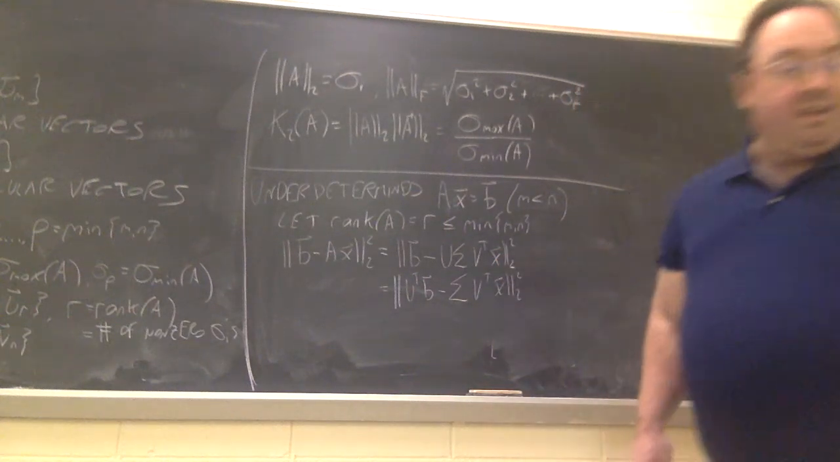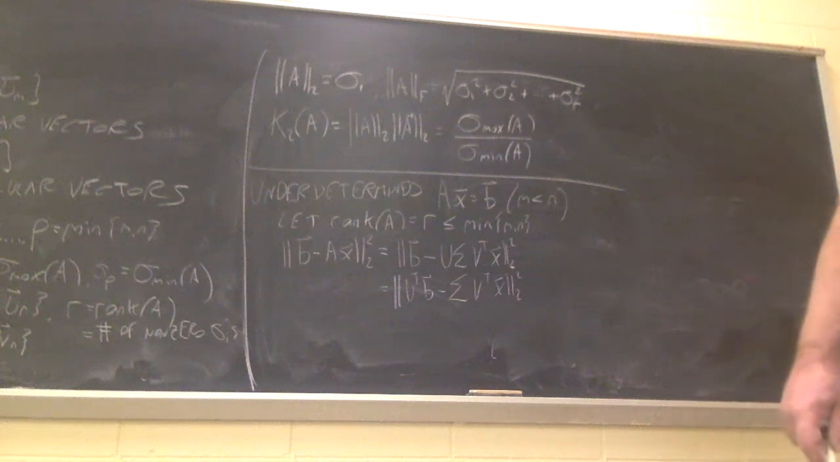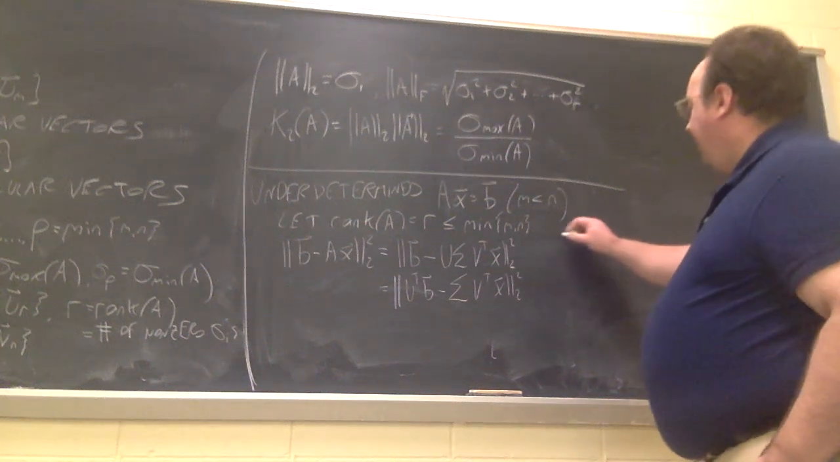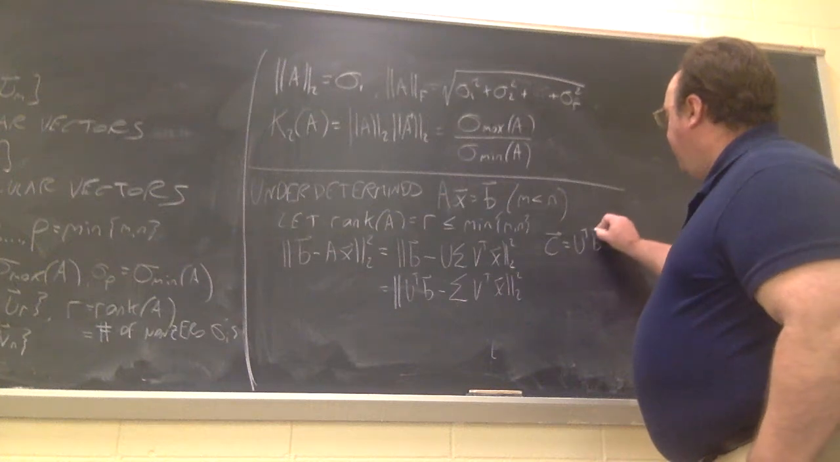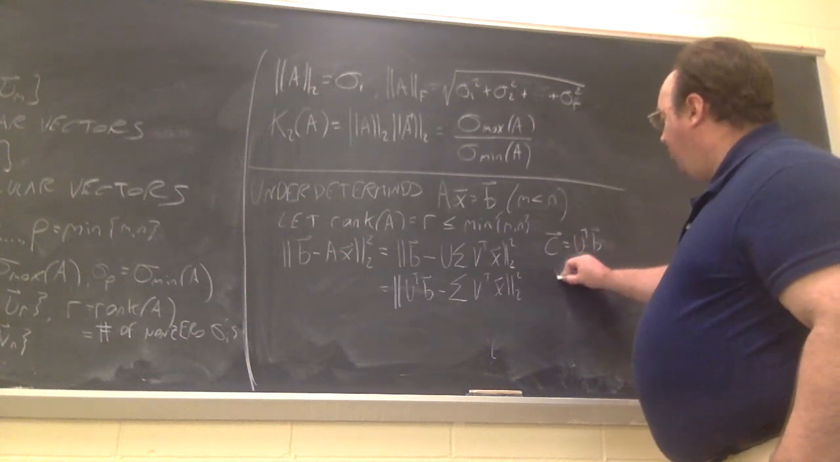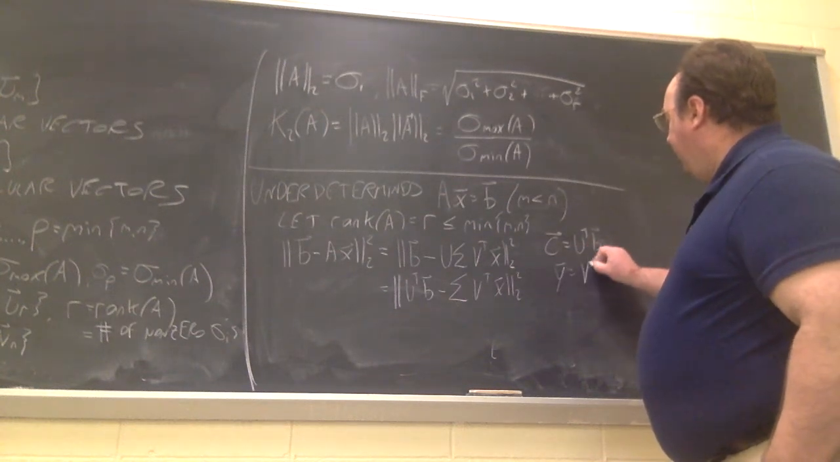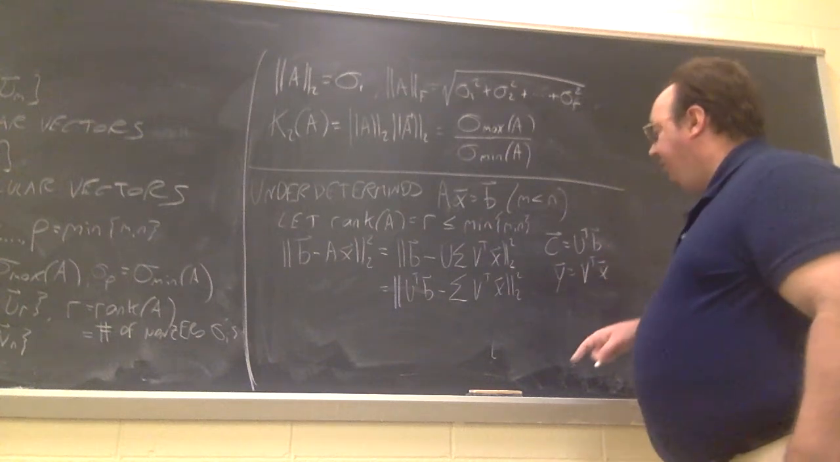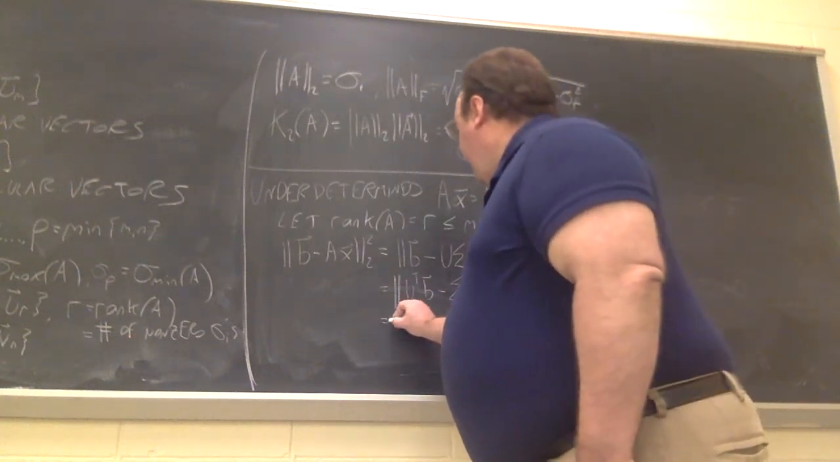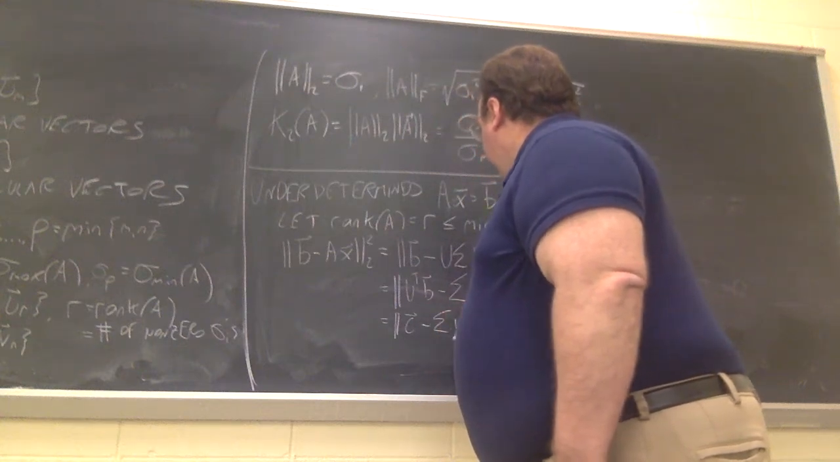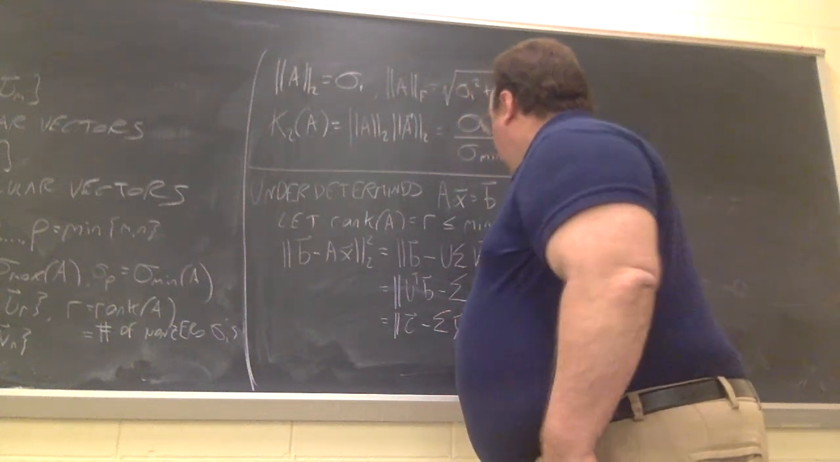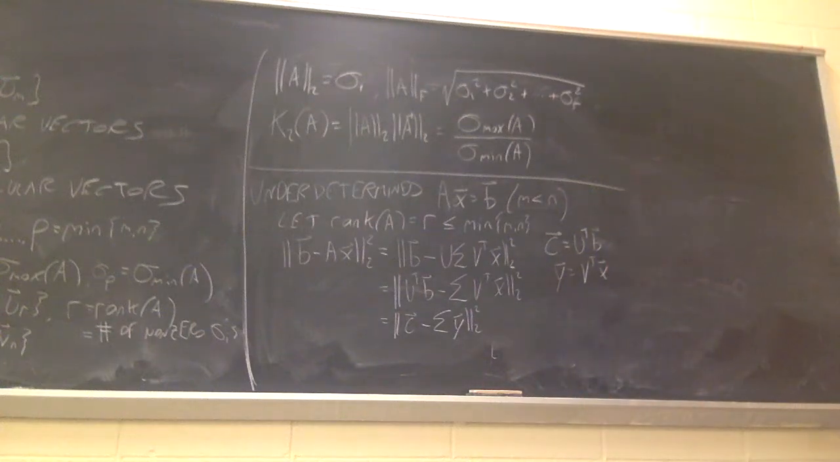And then I'm going to define some symbols here. I'm going to let C, the vector C, be equal to U transpose B. And I'm going to let Y be equal to V transpose X. So now I have a two norm of C minus sigma Y. So I went from B minus AX to C minus sigma Y.